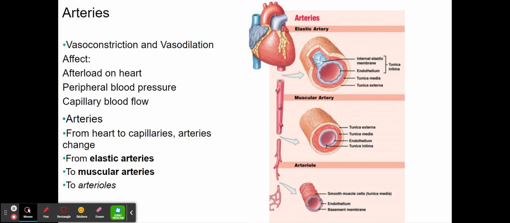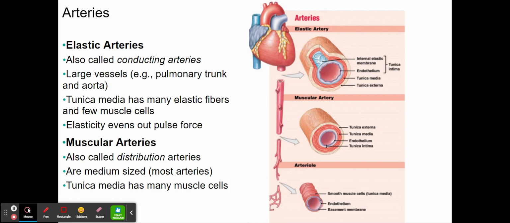Vasoconstriction and vasodilation affect: one, the afterload of the heart; two, peripheral blood pressure; and three, capillary blood flow. We'll explore those in a later module. Contractility is also important during the vascular phase of hemostasis, when the contraction of a damaged vessel wall helps reduce bleeding. In traveling from the heart to peripheral capillaries, blood passes through elastic arteries, muscular arteries, and arterioles.